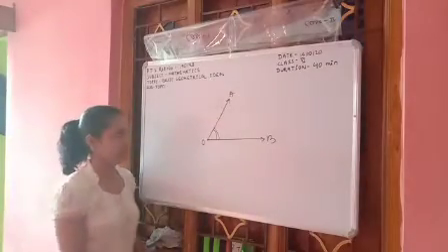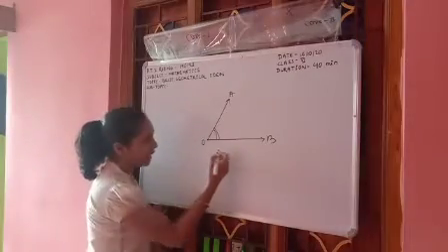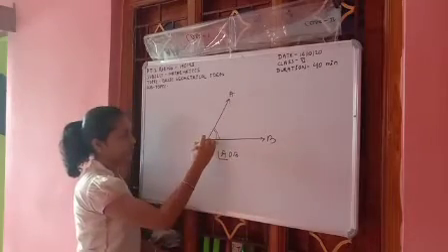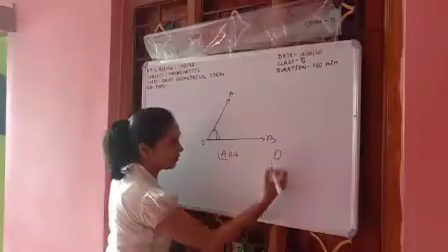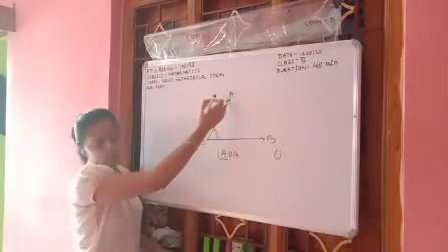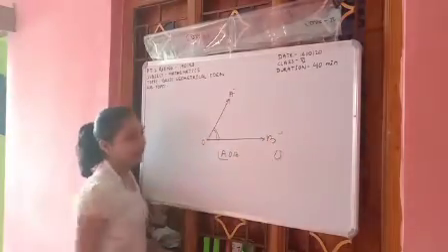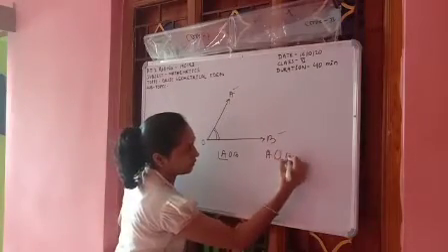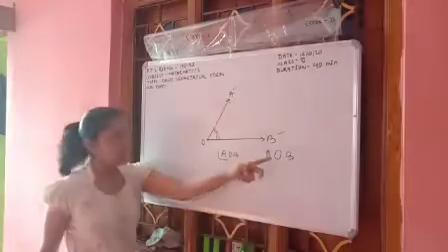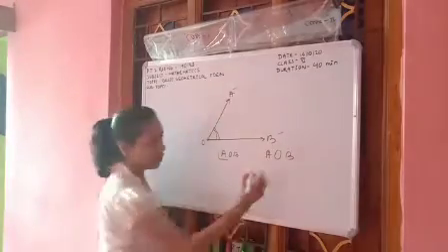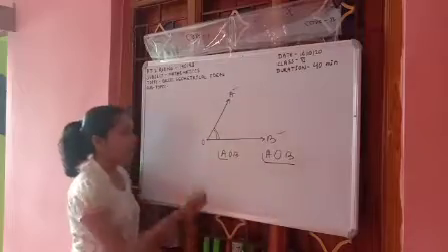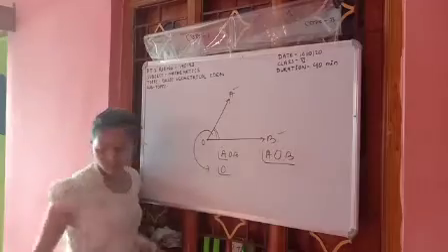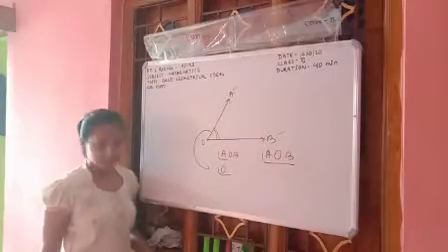We can write the angle as AOB. Just put the starting point of the two rays in the middle, then put the two other points before and after it. The starting point is the common point of the rays. Otherwise, it can also be written as angle O.